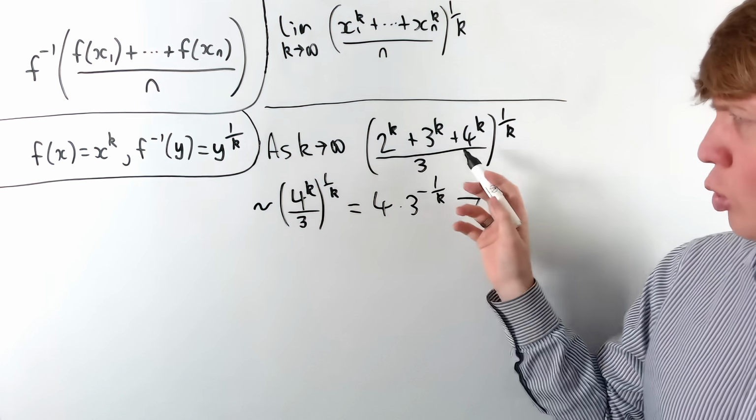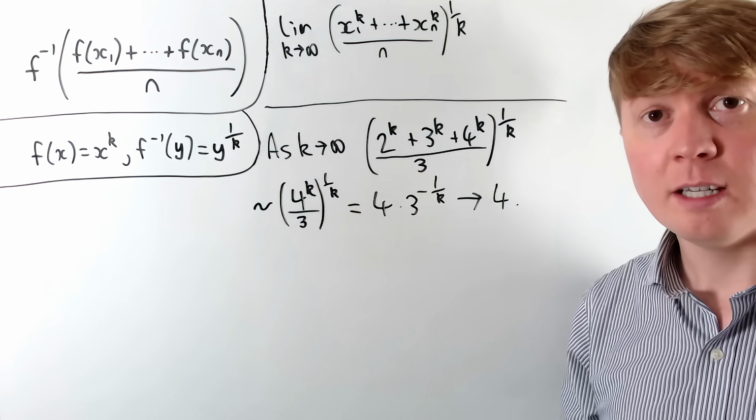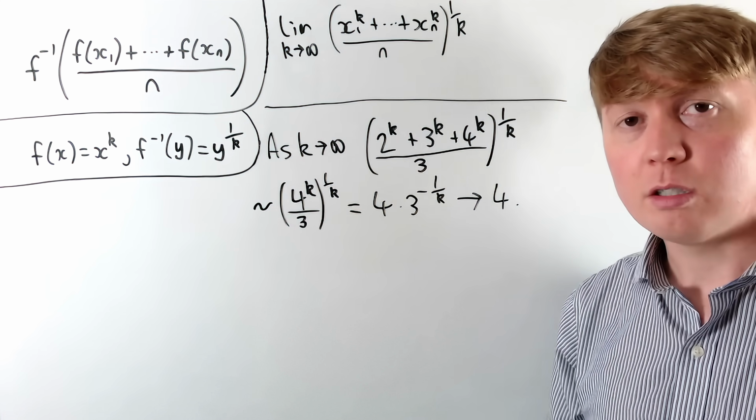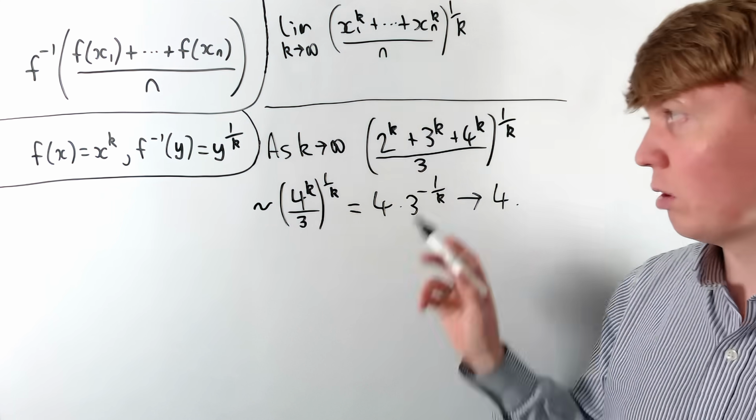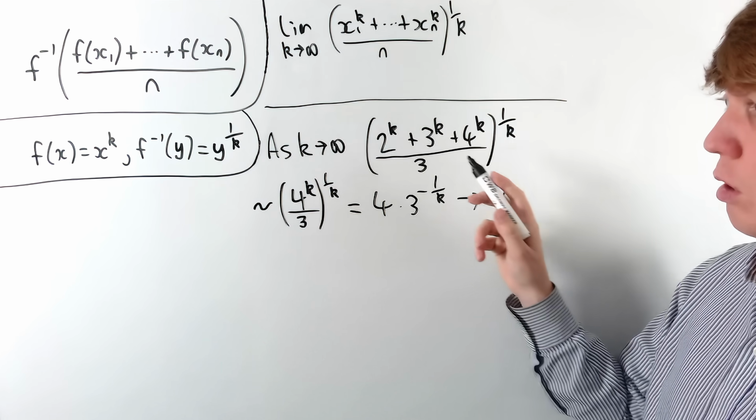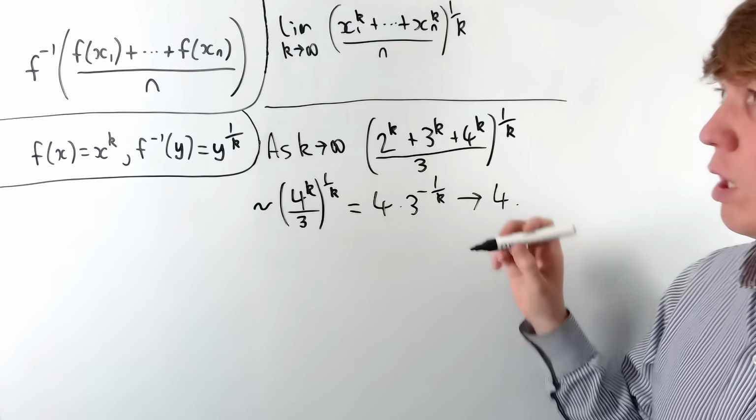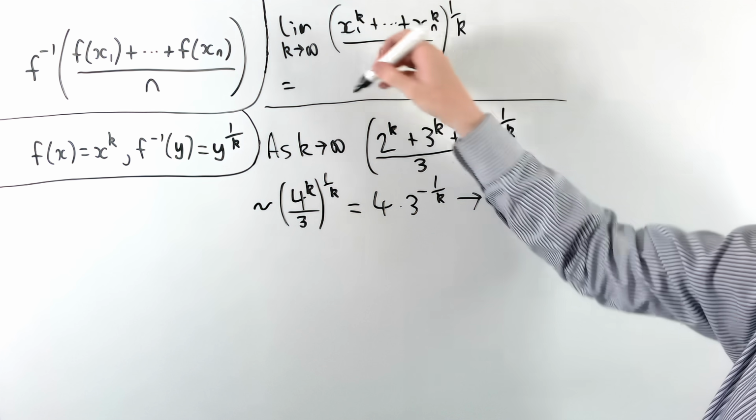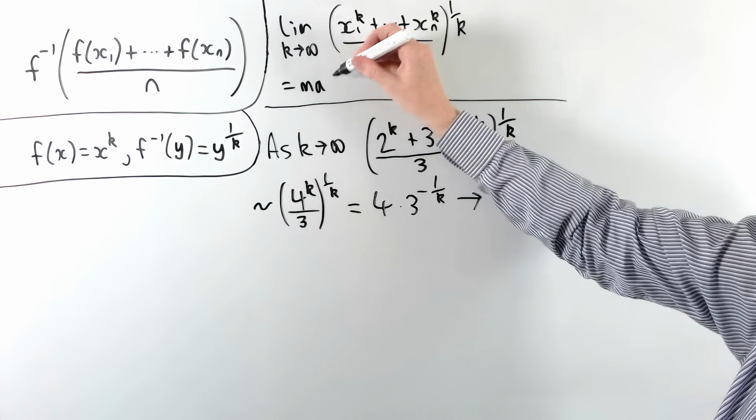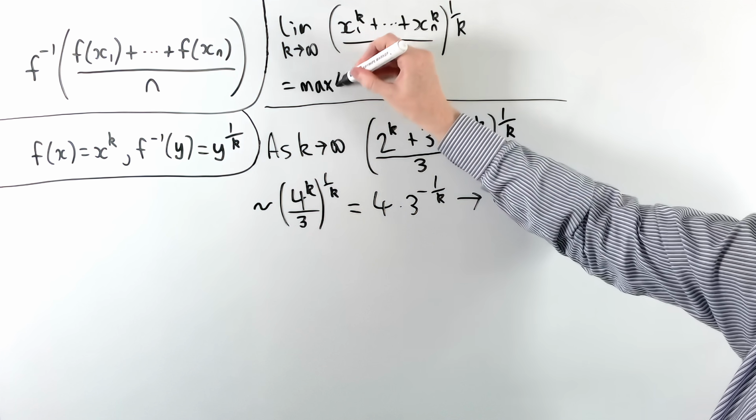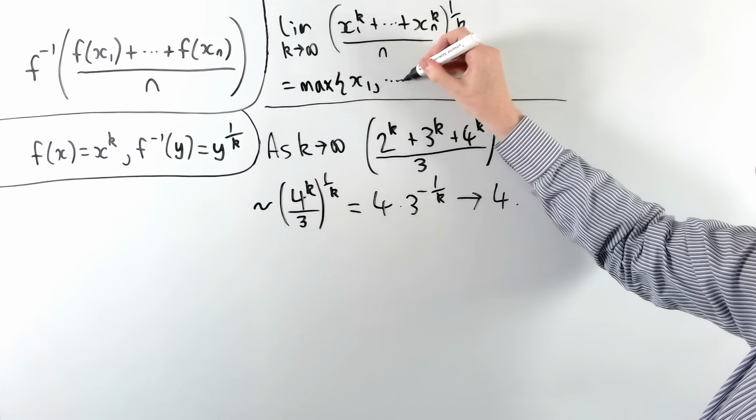So you can see here 4 was our biggest number there, and you could see how this could generalise: as long as we're working with positive numbers here, our biggest contribution is always going to be the maximum value. So we've not really shown that very rigorously, but you can say that the limit as k goes to infinity is going to be the maximum of our data set.